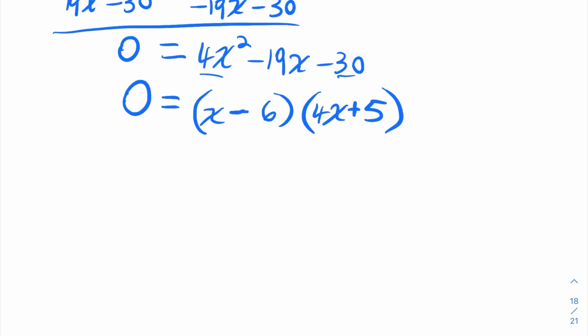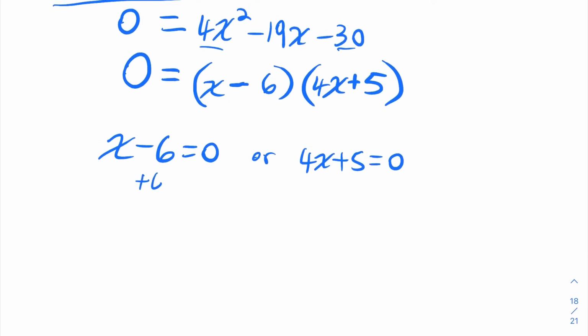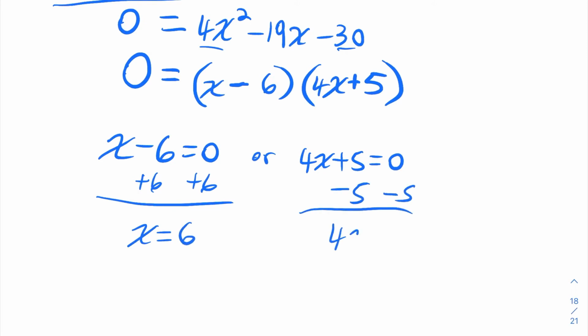That's the factorization, and I'm going to just set each factor equal to 0 then. X minus 6 equals 0, or 4x plus 5 could equal 0, and that would be true. So this one, I just add 6 to both sides. That's simple. And I get x equals 6. And here's another two-step problem. I subtract 5 from both sides. I get 4x equals negative 5. Then I divide both sides by 4.